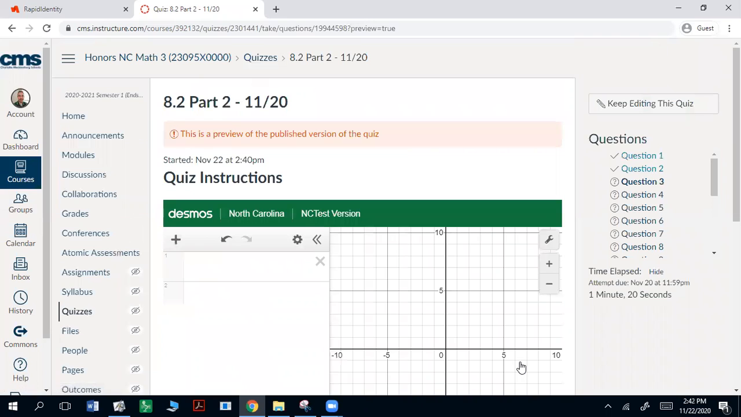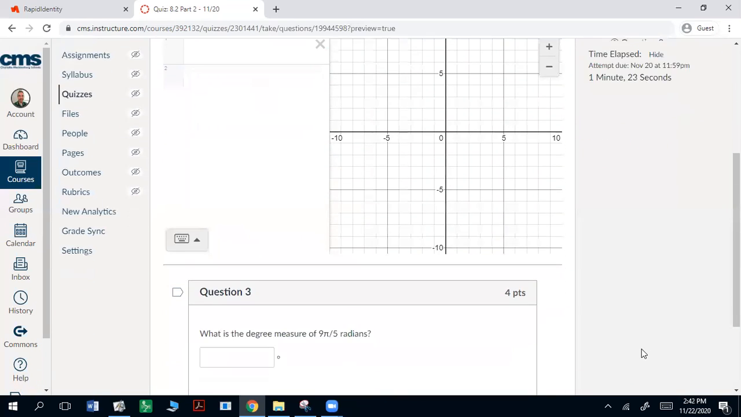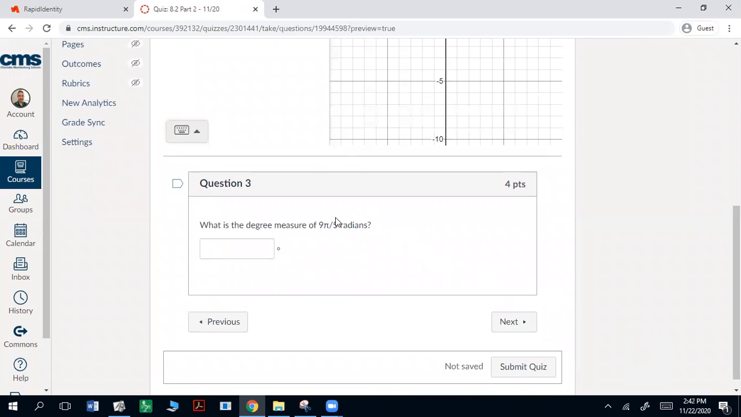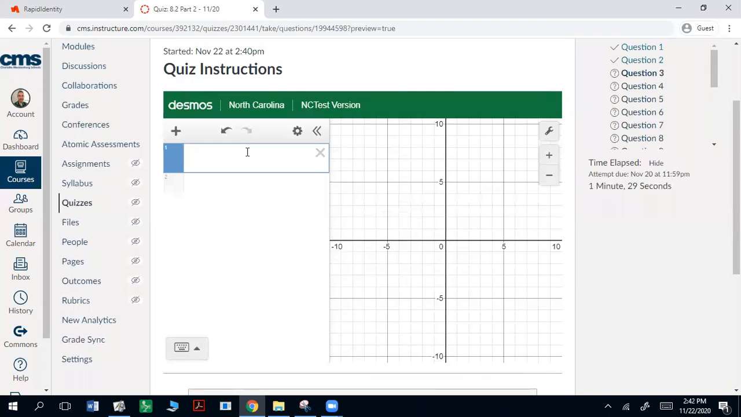Question 3. What is the degree measure of 9 pi over 5 radians? Like the last problem, you can convert 9 pi divided by 5 to a degree by multiplying by 180 over pi. 324 degrees.